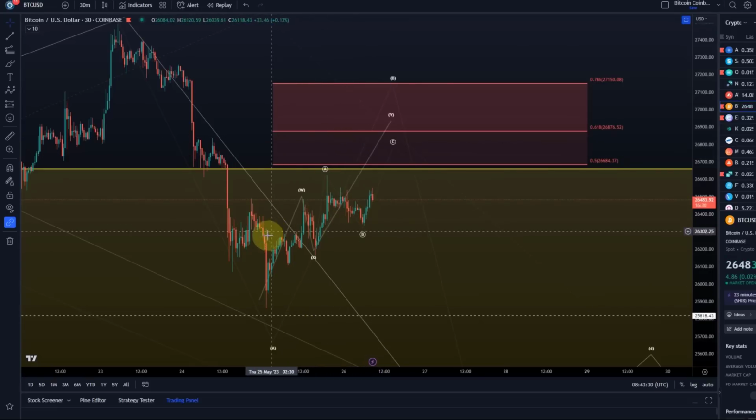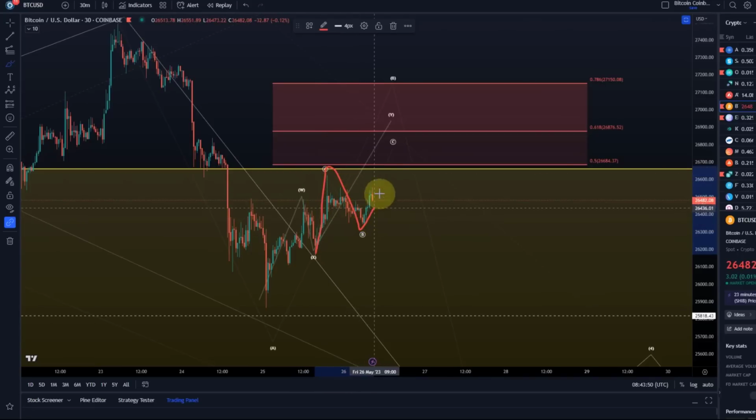In this movement, yesterday I already showed you a WXY structure that could go deeper into the red zone. We now have a little bit more detail because I think we can now count WXY, yes, but the Y wave still in the making. And in the Y wave, we can measure an A wave, a B wave, and now possibly the C wave unfolding.